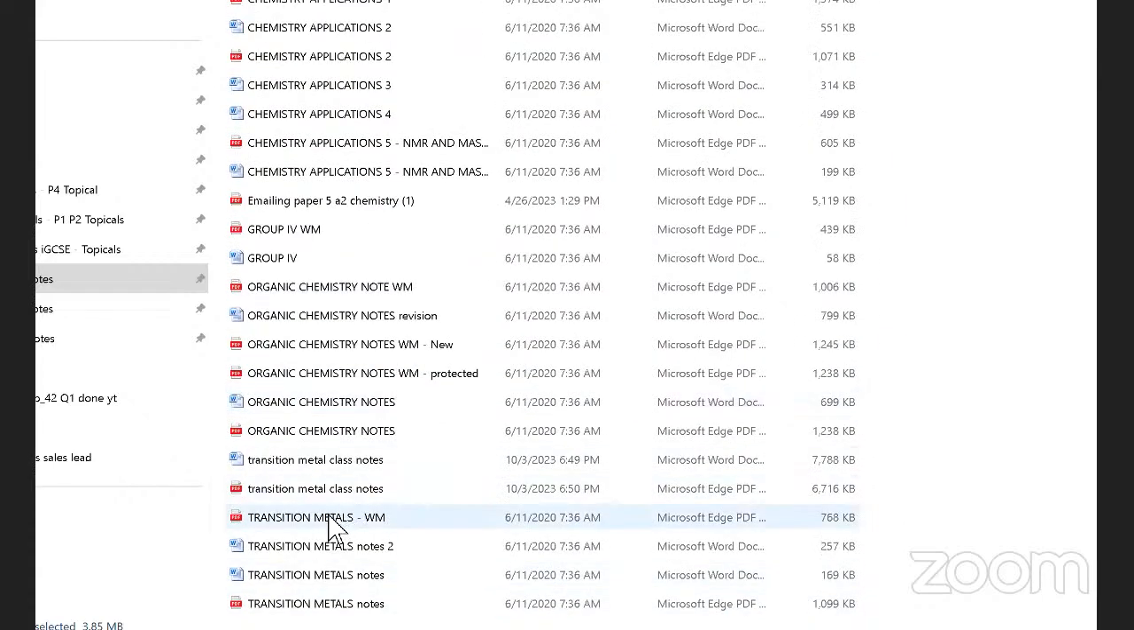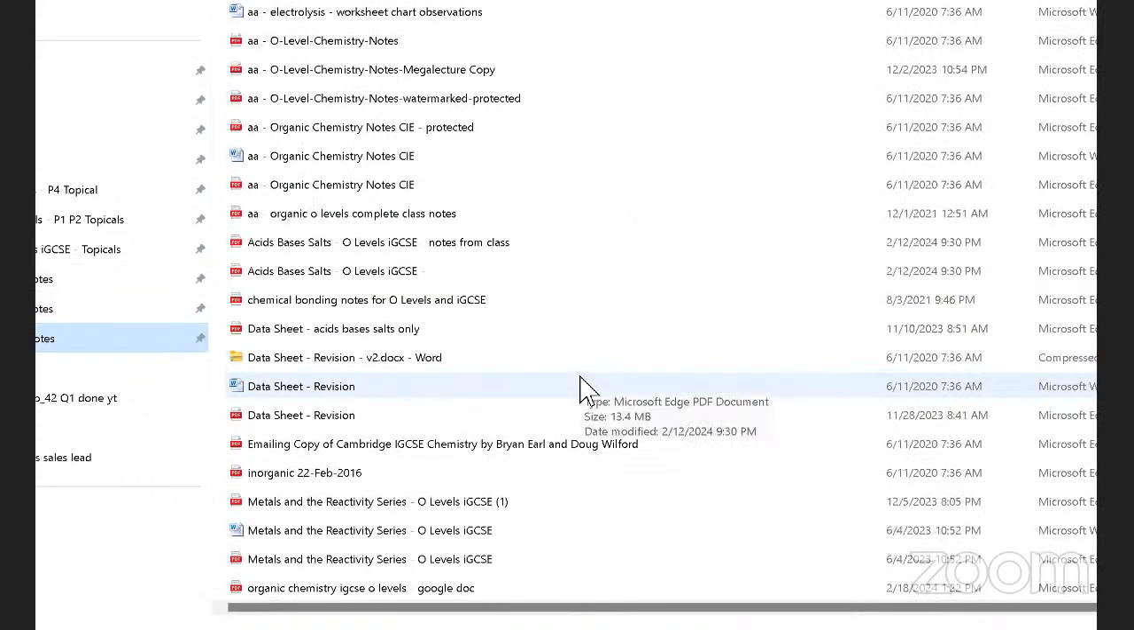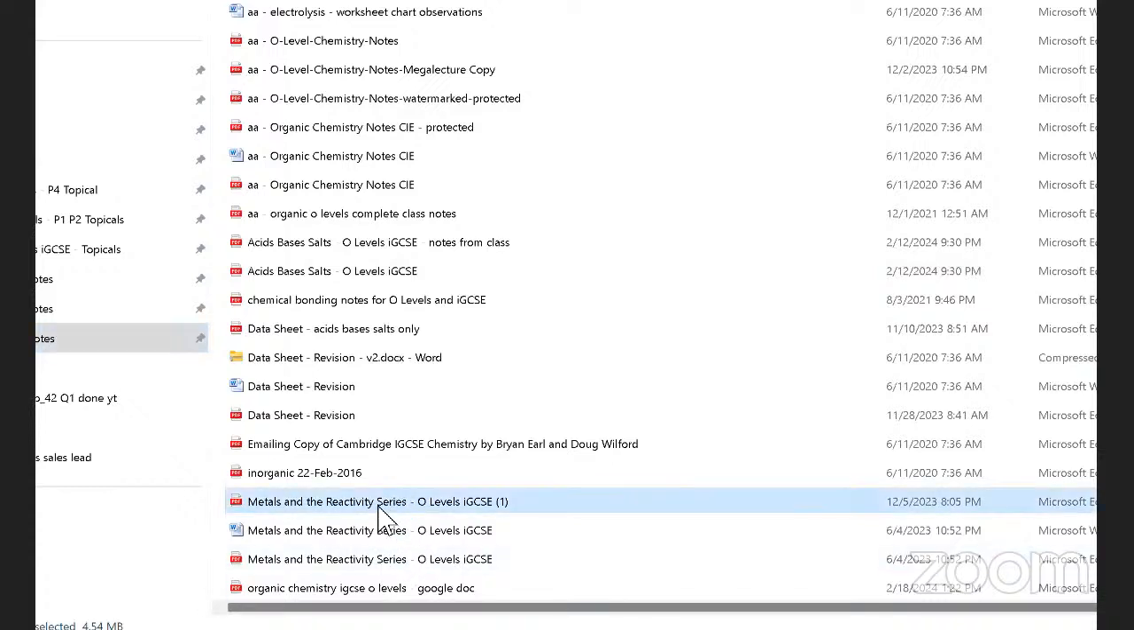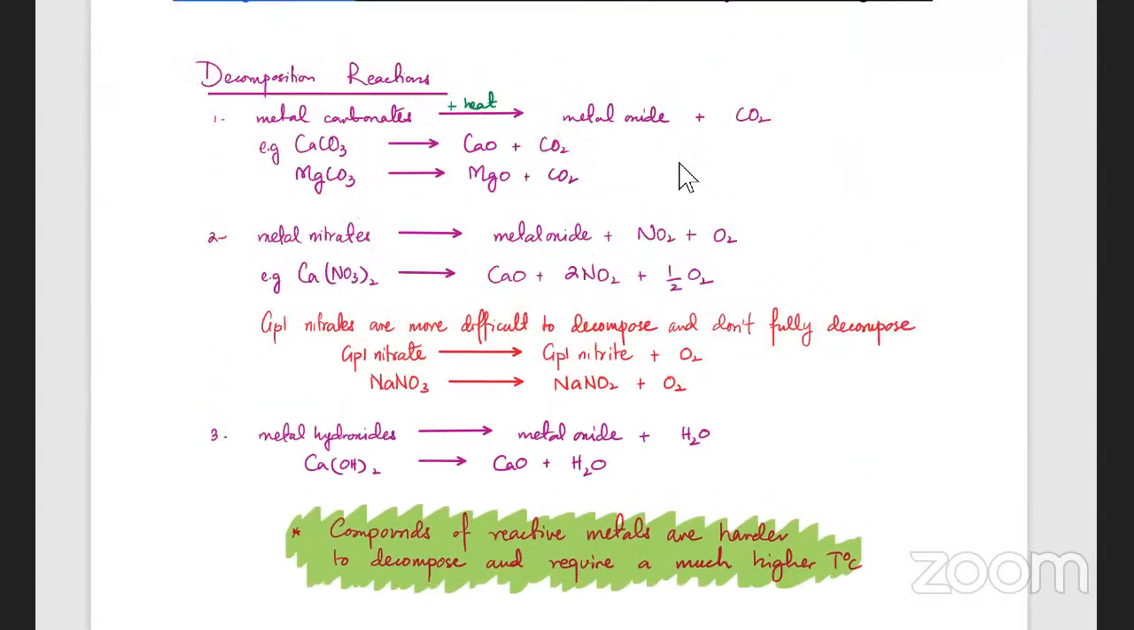नहीं, unreactive metal, ये एक सेकंड, मेटल वाले नोट्स भी साथ खोल लेता हूँ, ठीक है। रिमेंबर, रिएक्टिव मेटल के जो कंपाउंड्स होते हैं, they are harder to decompose, ठीक है। रिमेंबर, carbonates decompose to form metal oxide plus carbon dioxide. Metal nitrate decomposes to form metal oxide plus NO2 plus O2.